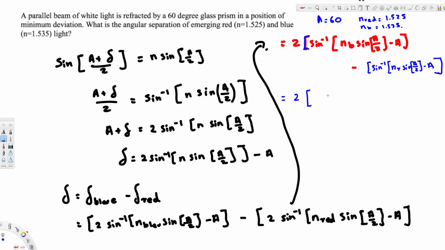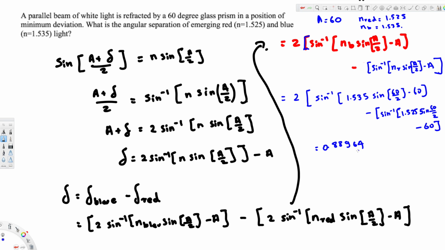So this is going to become sine inverse of n blue, 1.535 sine 60 divided by 2, minus 60, minus sine inverse of n red, that is 1.525 sine 60 divided by 2, minus 60, and if you calculate this, you will end up with 0.88964, and that's going to be the angular separation of red and blue light.